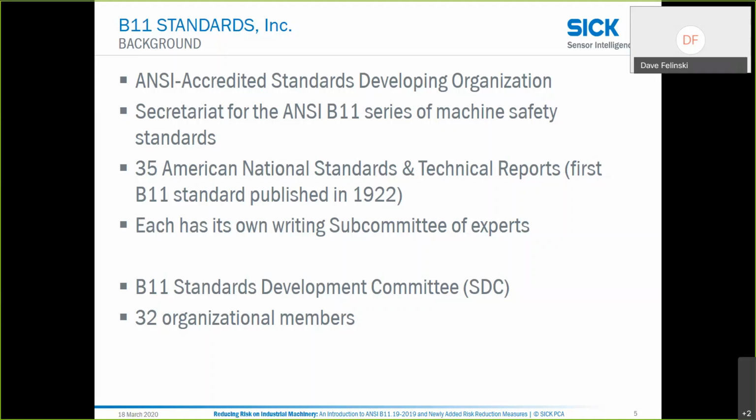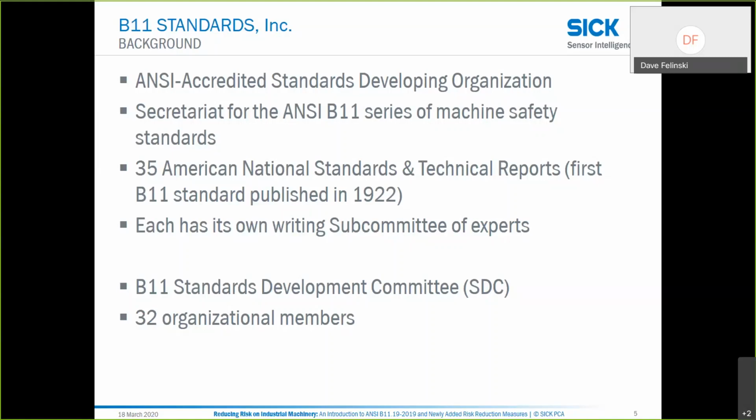Currently, our portfolio of standards encompasses 35 individual documents. About two-thirds to three-quarters of those are actually standards. The rest are technical reports. We are coming upon our 100th anniversary, ironically. In 2 years, it will be 100 years since the very first B11 standard was published. That was B11.1 on the safety requirements for mechanical power presses. We've gotten very verbose in that 100 years. That standard was only 6 pages. Now the current B11.1 is about 130 pages.